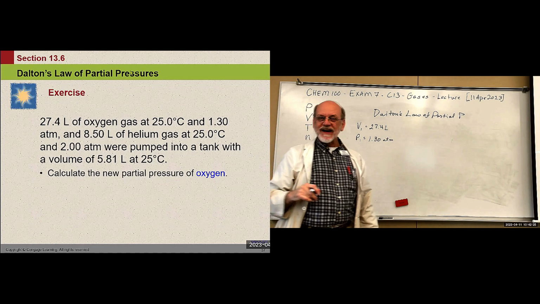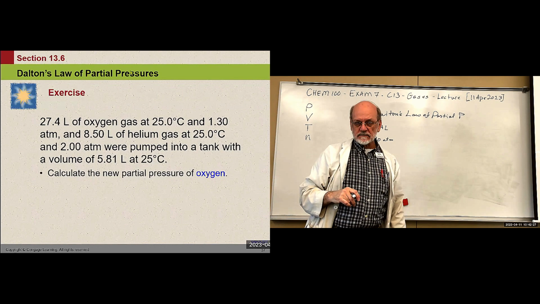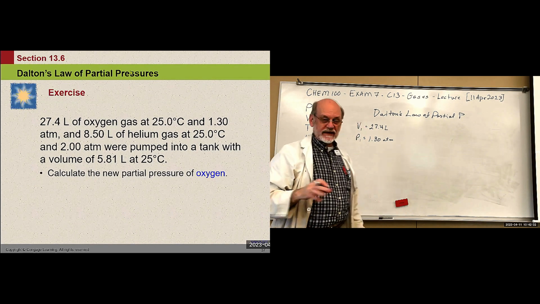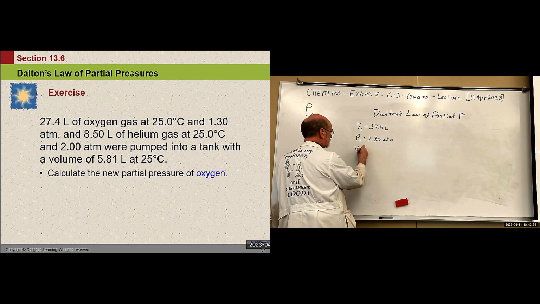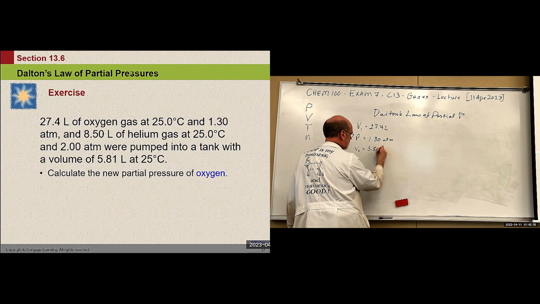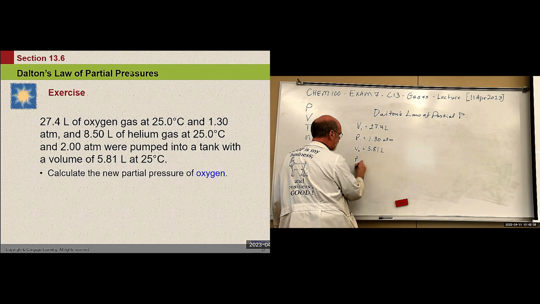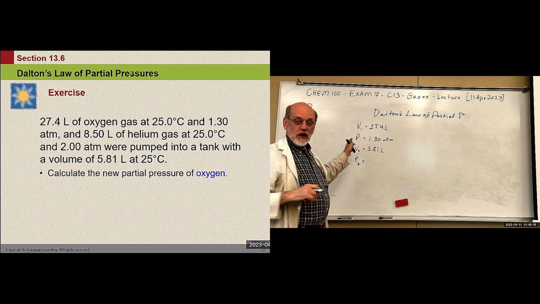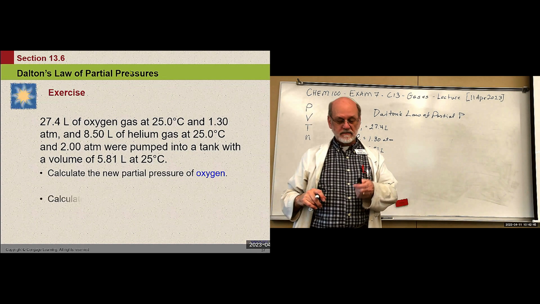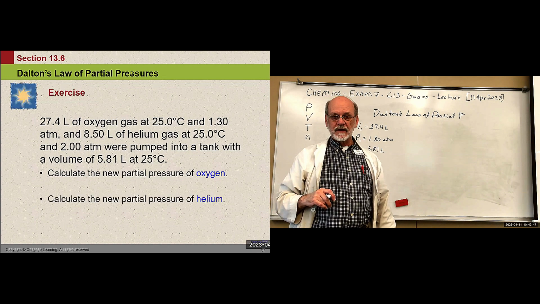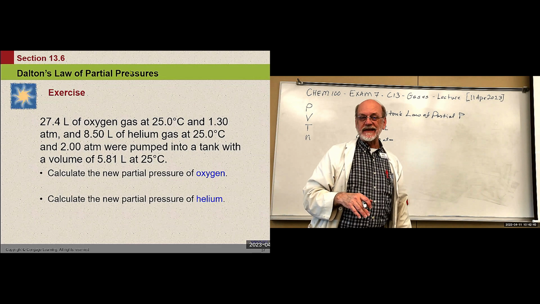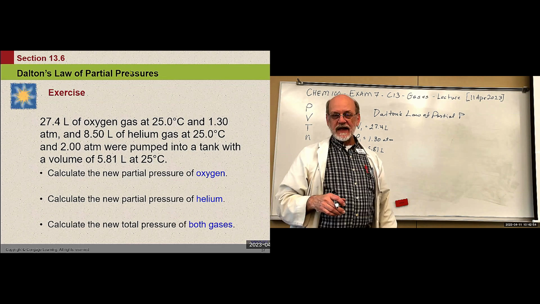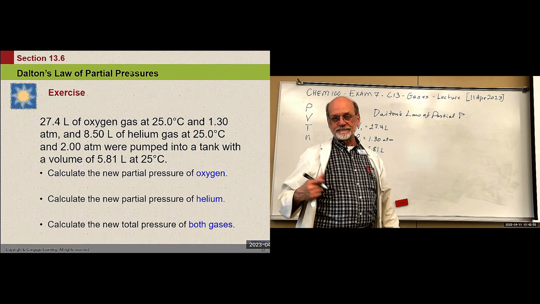Okay, what's the final volume? 5.81 liters. So what's the final pressure of oxygen? Just solve your Boyle's equation. Right? It also wants to know the partial pressure of helium. You do the same thing with helium. And then calculate the total pressure.